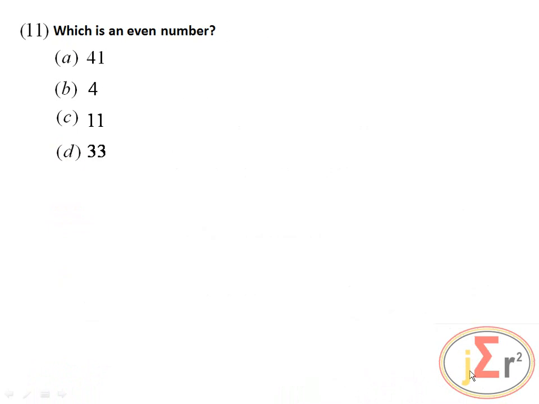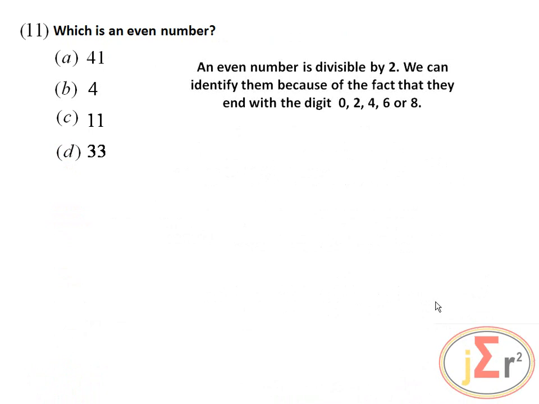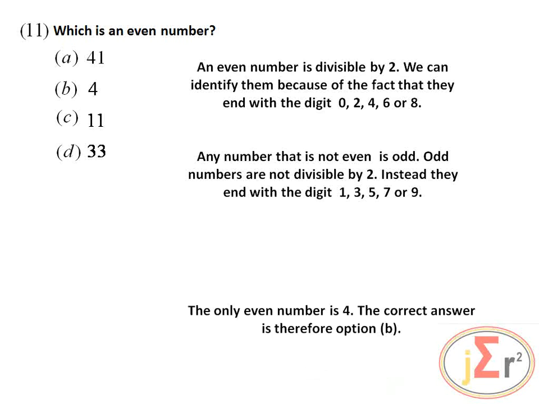Which is an even number? An even number is divisible by 2. We can identify them because they end with the digits 0, 2, 4, 6, or 8. Any number that is not even is odd. Odd numbers are not divisible by 2. Instead, they end with the digits 1, 3, 5, 7, or 9.